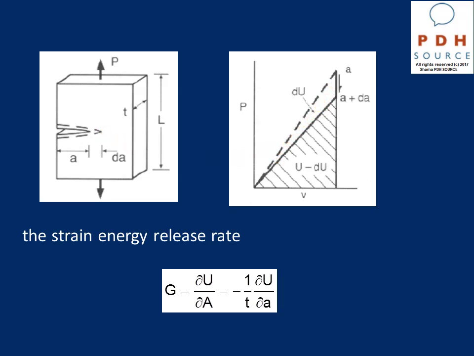So the strain energy release rate, which we denote G, is going to be equal to dU by dA, where uppercase A here is the area of the part of the crack that moved, which is basically the thickness multiplied by the length.